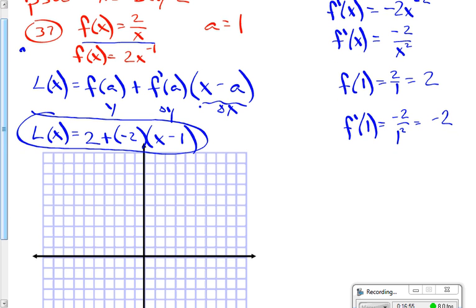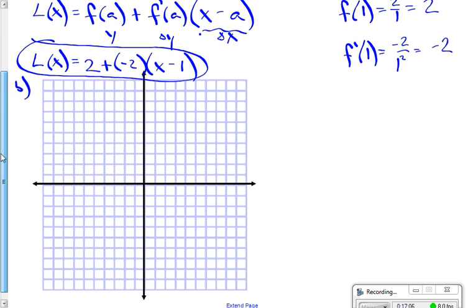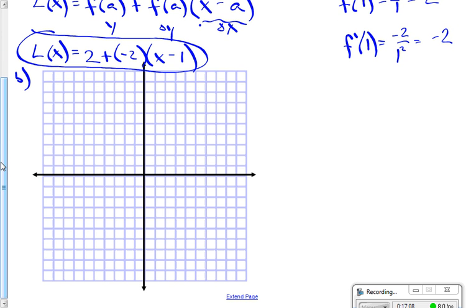Okay, that's part A. Part B asks you to graph the function and the linearization on the same set of axes. Do you know what 2 over x looks like? In particular, close to x equals 1. What's 2 over x look like? It's a y value of 2 at x equals 1. What behavior does it have around there?